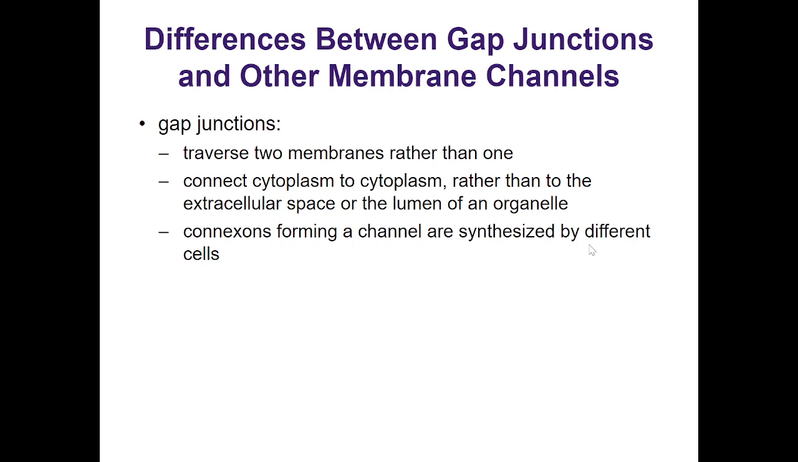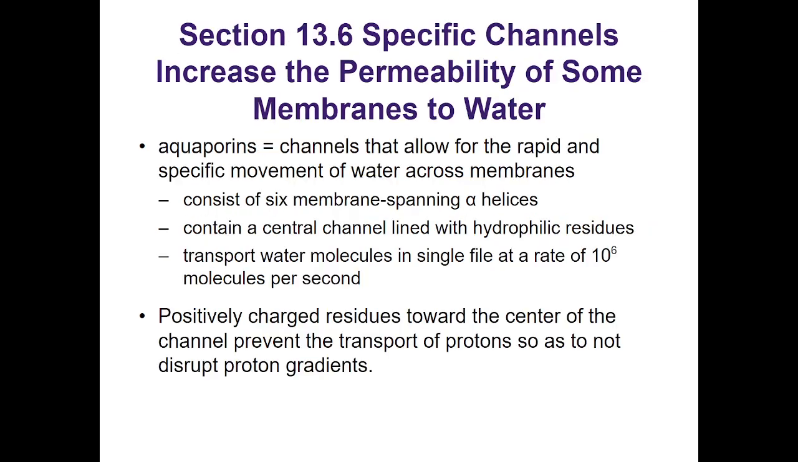Okay, so your gap junctions are going to traverse two membranes rather than one. They're going to connect cytoplasm to cytoplasm rather than the extracellular space or the lumen of an organelle. Connexons are going to form a channel, and they are synthesized by different cells. So remember, one half gets synthesized by one cell, one half gets synthesized by another.